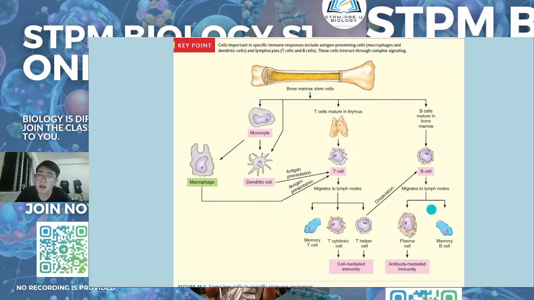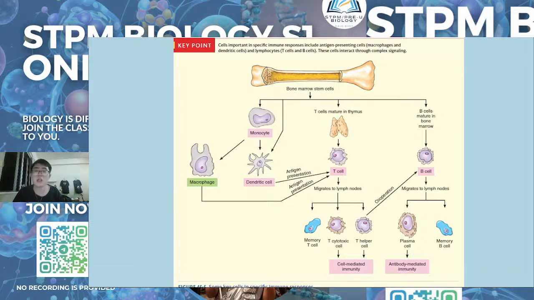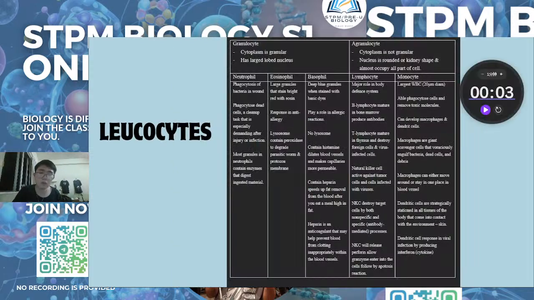And then B cell also we can produce plasma cell and memory cell to produce the body antibody lah. And then this one is the immunity response, cell mediated immunity and antibody mediated immunity. So again, this one you will learn in semester 2. So for now, you just want to know about the structure of leukocyte.